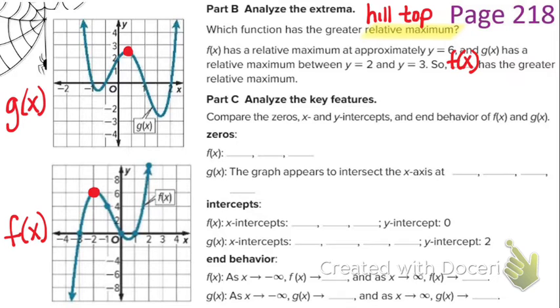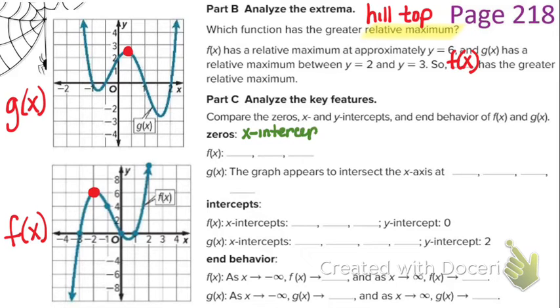All right, now let's go ahead and compare the zeros, the y-intercepts, and the end behavior. So it says the zeros, x and y-intercepts, and end behavior. Let's start off with the zeros. What's another word for zeros? Who remembers from yesterday? Root, solution, x-intercepts. So when we're looking at a graph, our zeros are our x-intercepts.